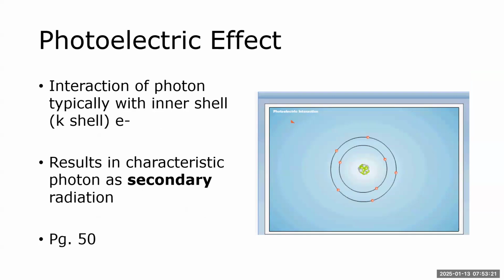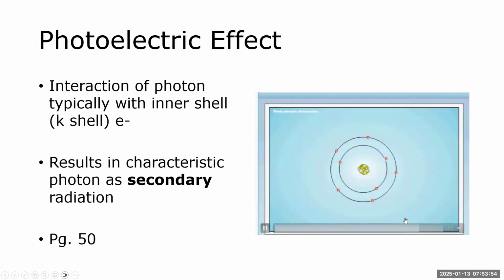So, photoelectric effect is the interaction of the photon, typically with the inner shell, which results in characteristic photon as secondary radiation. That can be found on page 50 of your Farber. If we watch this little video, you can see that photons coming in, interacting with an inner shell, and an outer shell is dropping down in that vacancy. And you see that that secondary radiation is coming off of that right there.